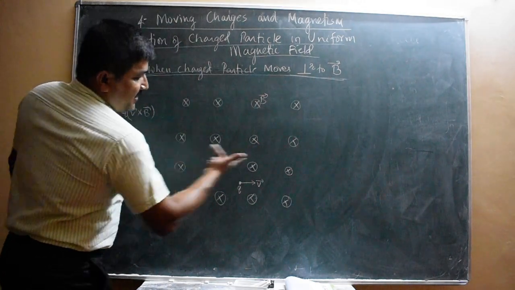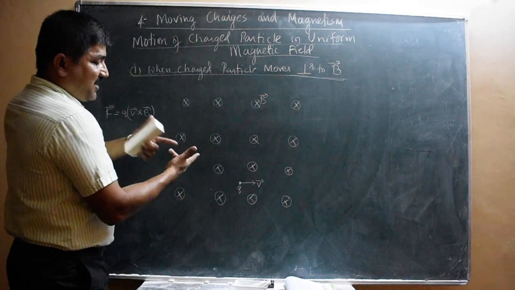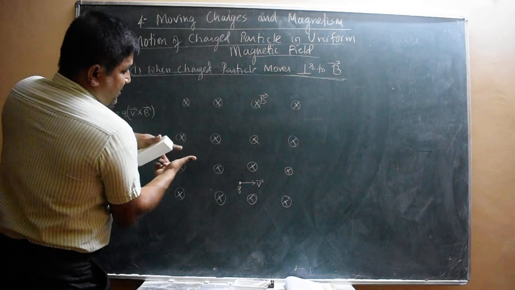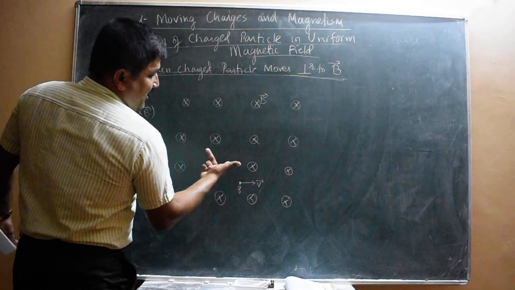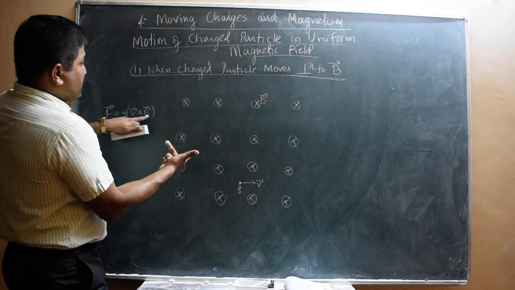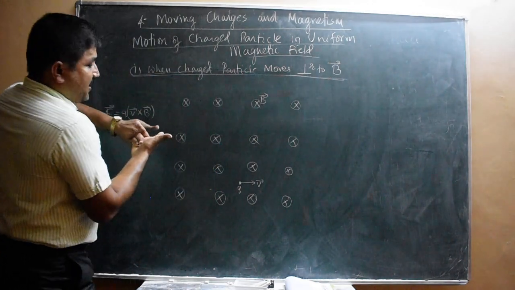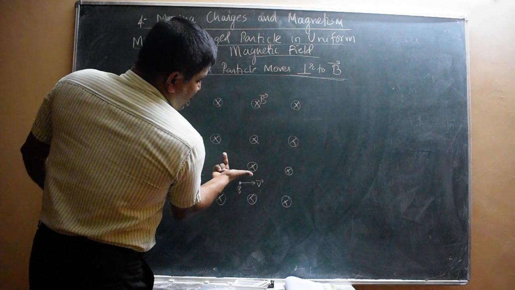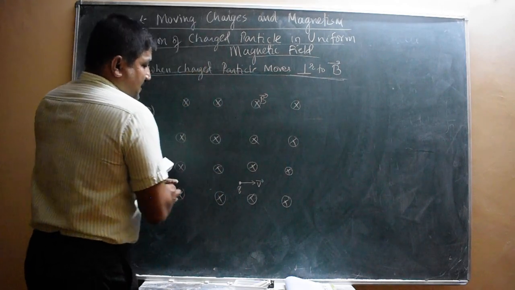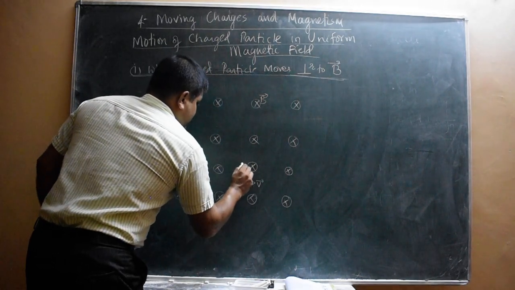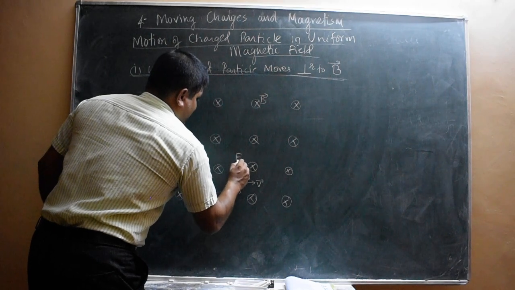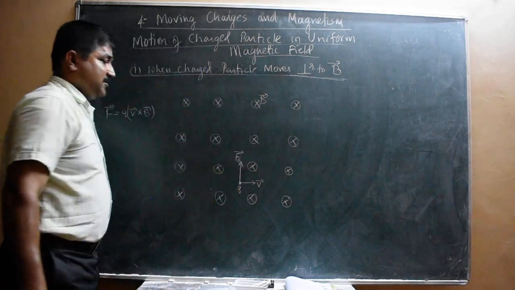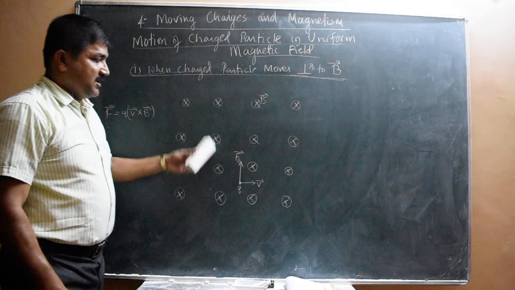So velocity is right side. I use these fingers, easy for me. This thumb represents the velocity vector, first vector. Then the magnetic field inwards, so I use the forefinger to represent the field inwards. Then the force experienced is this way. This is the magnetic force experienced by the charge, upward, this way.